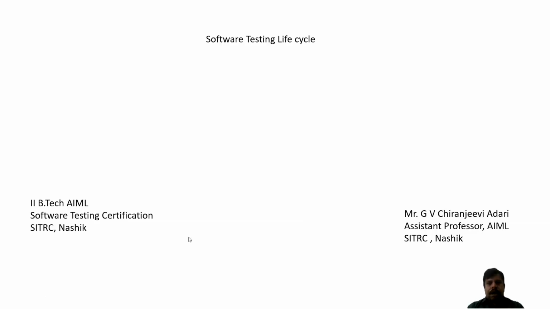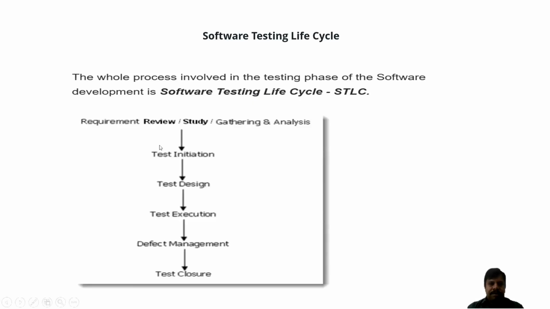Coming to the testing life cycle, the whole process involved in the testing phase of software development is known as the software testing life cycle. It starts from requirement review or study, gathering and analysis, and goes to test closure. The various phases involved are test initiation, test design, test execution, defect management, and finally test closure.